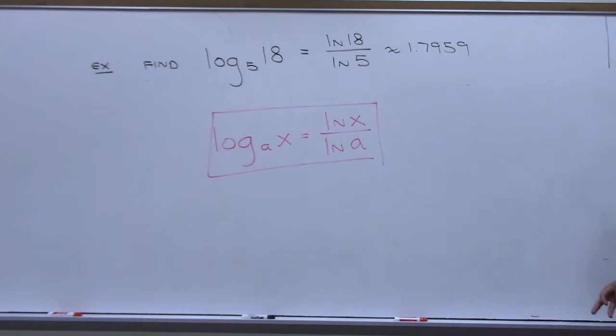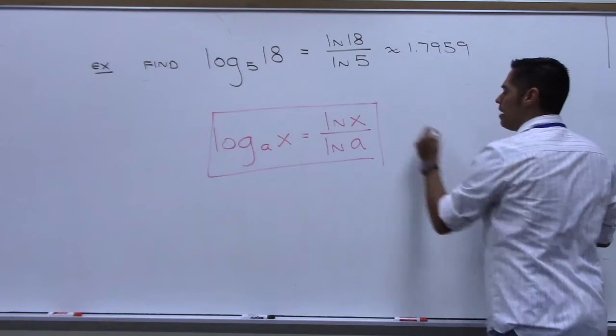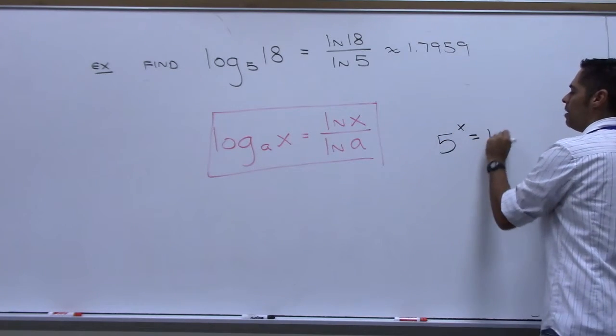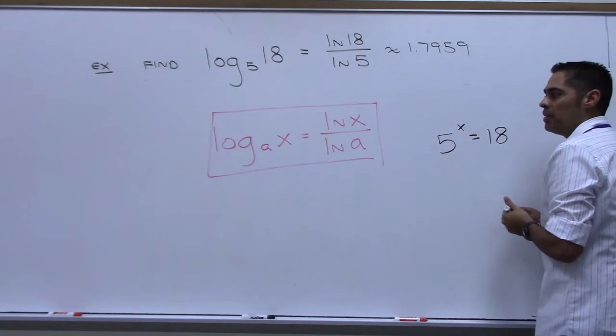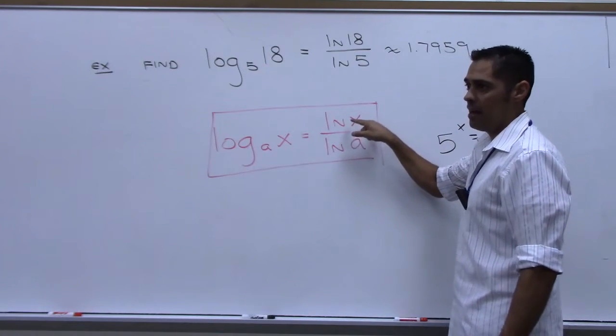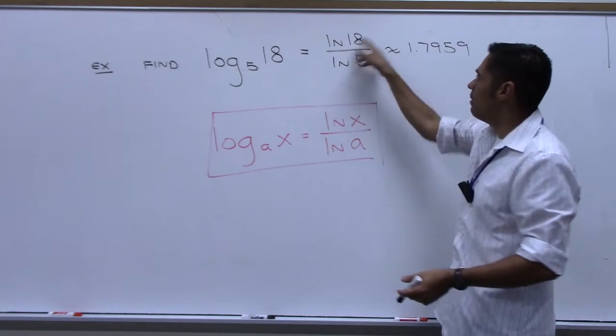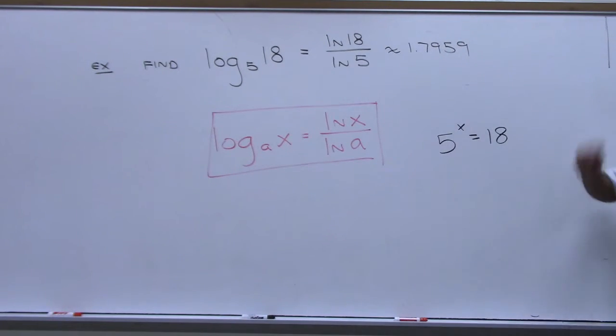There are certain things we can't do. I mean, this question right here is 5 to what power is 18. We can't figure that out. But this formula allows us to do it. And all it requires is that our calculator has this key on it, which it does. So if you just get on your calculator, natural log of 18 over natural log of 5.